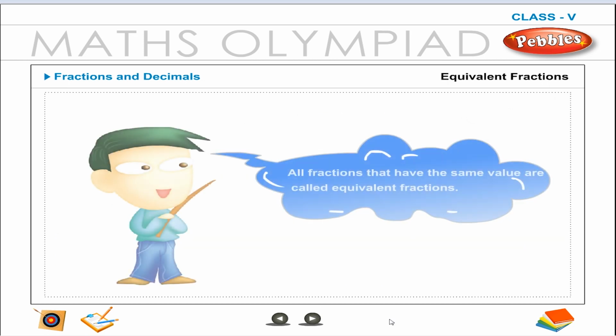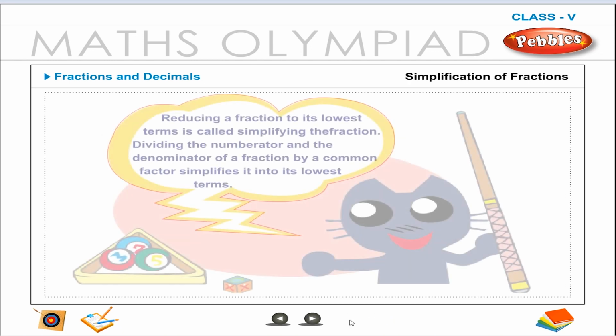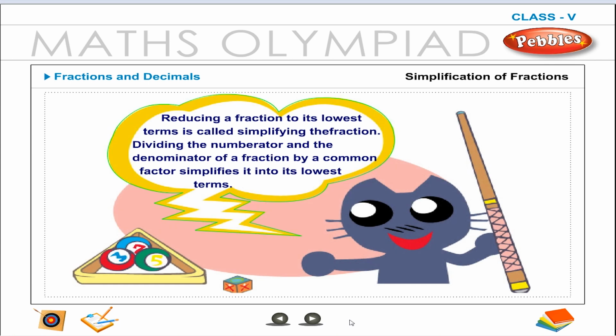Equivalent fractions. All fractions that have the same value are called equivalent fractions. Simplification of fractions. Reducing a fraction to its lowest terms is called simplifying the fraction. Dividing the numerator and the denominator of a fraction by a common factor simplifies it into its lowest terms.